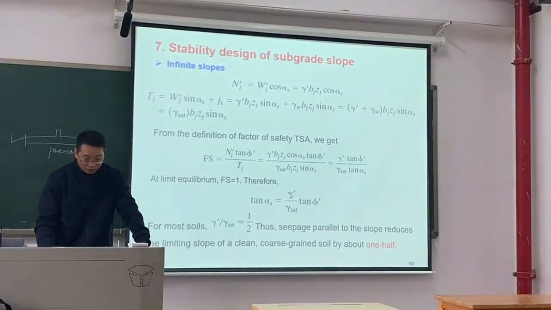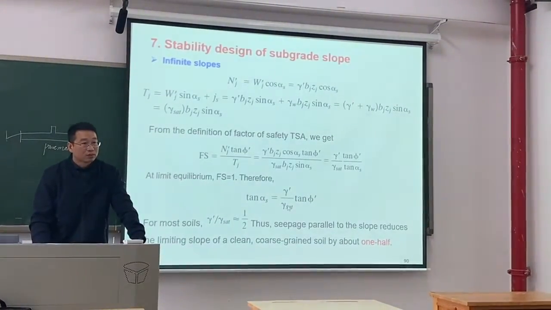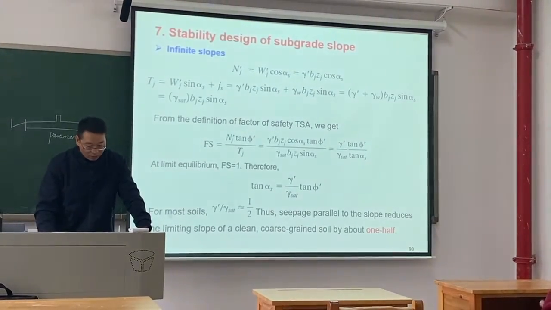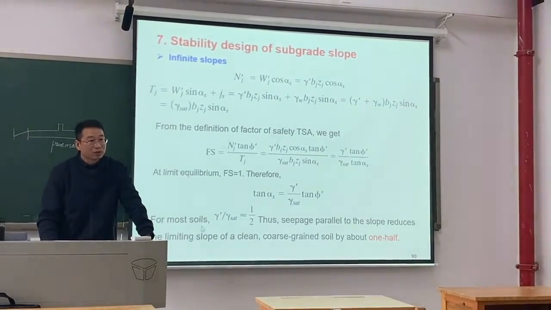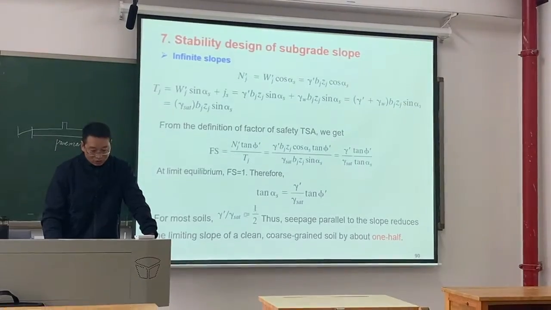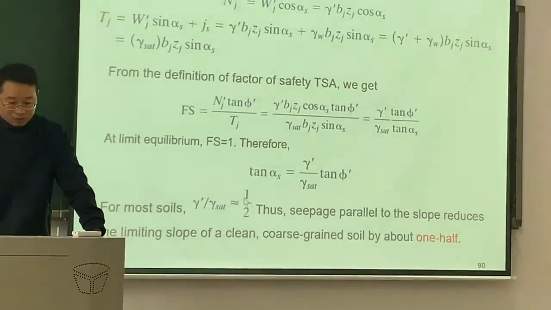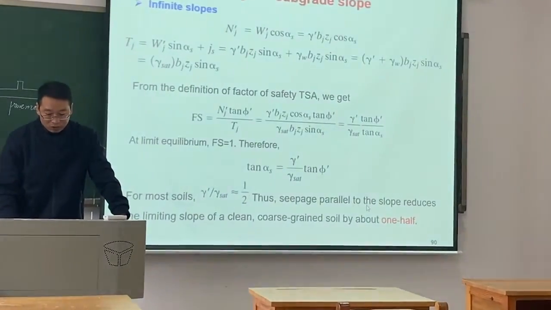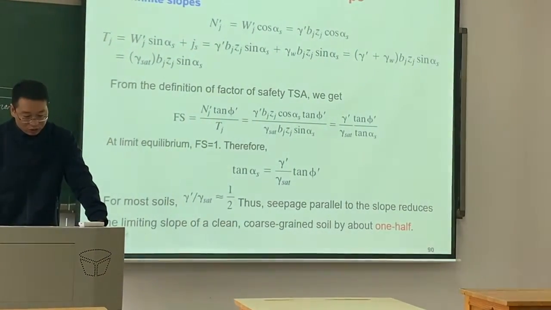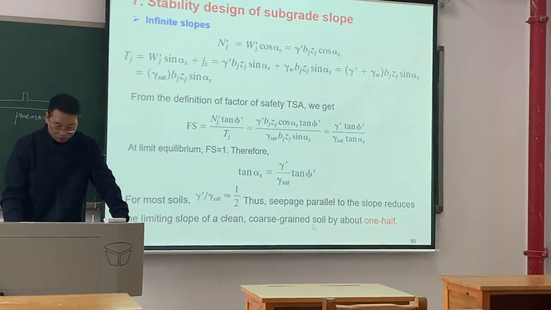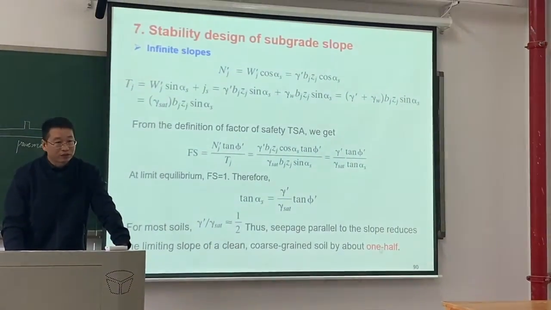Just the way like gamma to gamma saturated. For most soils, this is about one half. So simply seepage parallel to the slope reduces the limiting slope of a clean, coarse-grained soil by about 1/2.